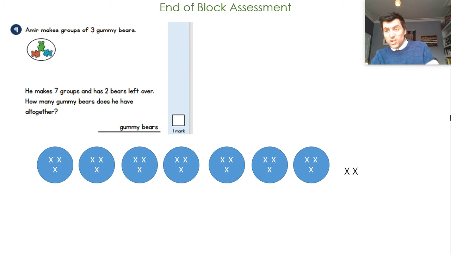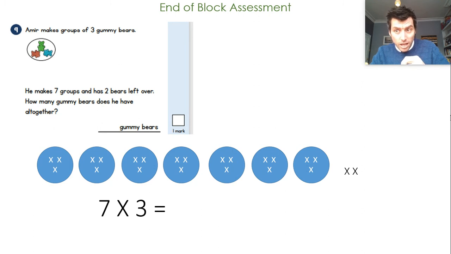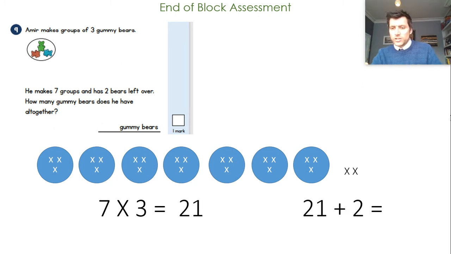He's then got 2 left over for those 2 additional ones. So what we've got to do is 2 steps here. First thing we've got to do is 7 times 3, and we know that that is 21. Lovely job. Then we've got the 21, which we're adding to the 2 extra gummy bears. Are we going to add to the 2 tens or add to the 1 one? It's 2 ones plus the 1 one, so 23. Lovely job. So now he's got 23 altogether.